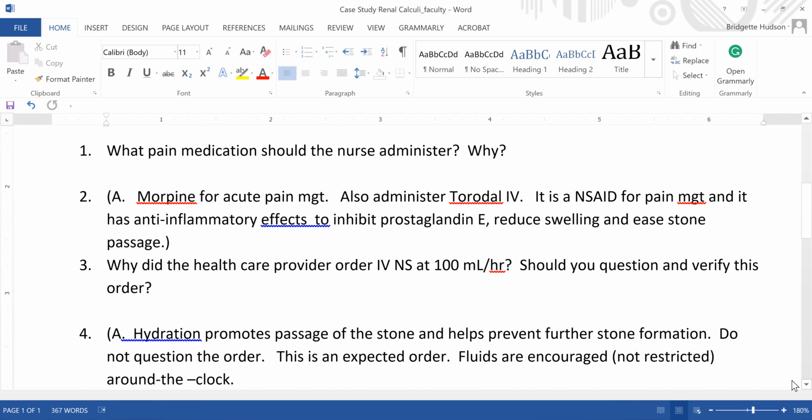Yes, ma'am. What are some diagnostic tools? What can we do there? What kind of diagnostic studies would you do? X-ray for kidney, ureter, and the bladder.